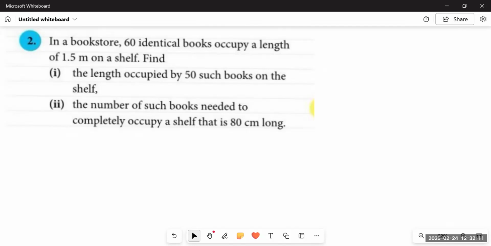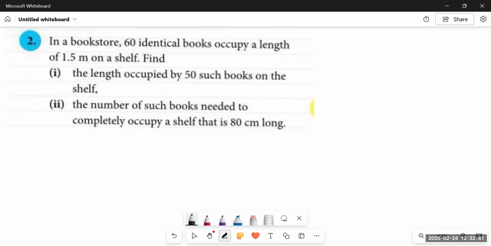For example, I have 30 books, so the space would be less than 1.5 meters. But if I would have more than 60 identical books, like 90 books or 120 books or 100 books or any number of books that is greater than 60, then it would occupy more than 1.5 meters on the same shelf. Okay. It means that again, in this question, we are provided with a directly proportional case.